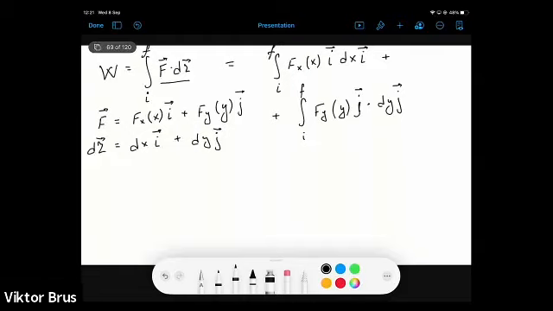So this is the way how you approach this variable force, work done by variable force in two-dimensional space. So you need to integrate these vector products for components of force and displacement vectors along each axis x and y.